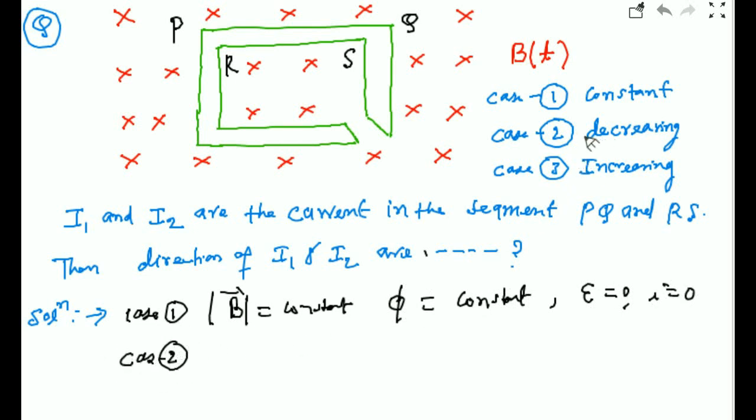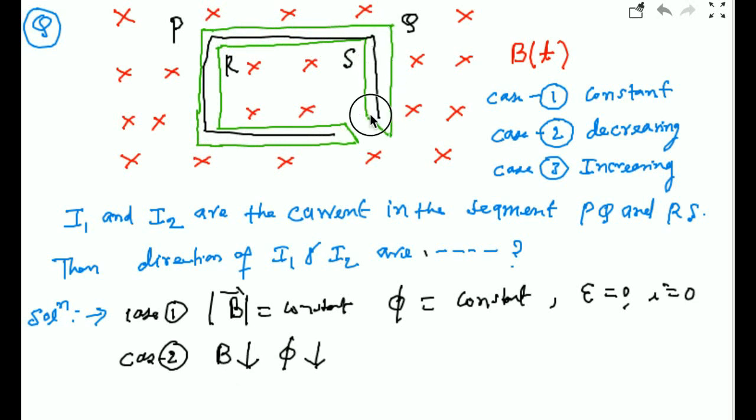Case 2. Now you can see the magnitude of B is decreasing, which means flux will decrease. And it's a very important point, you have to see the closed section. Which one is closed? This is the closed section. It's very important to see here. This part is closed. You have to think about this. Now flux is decreasing.